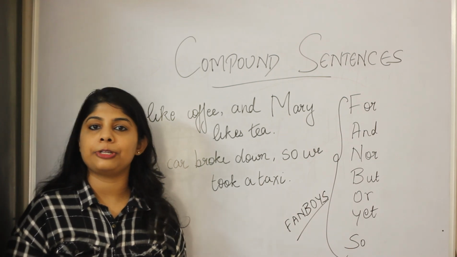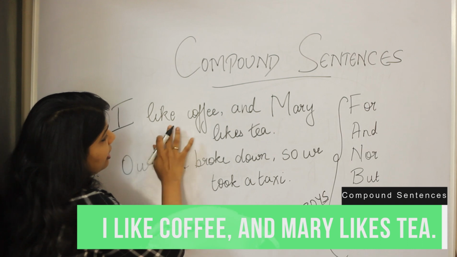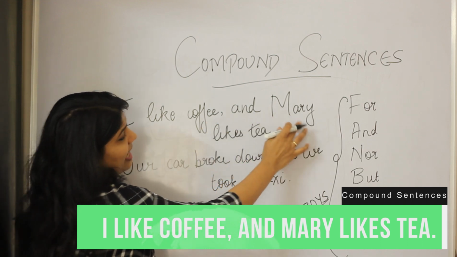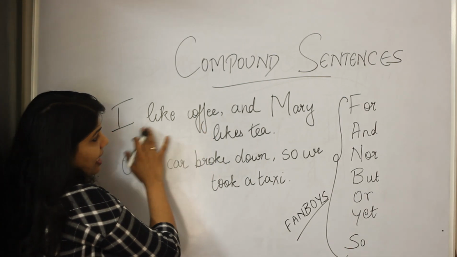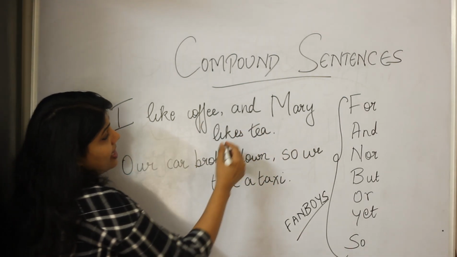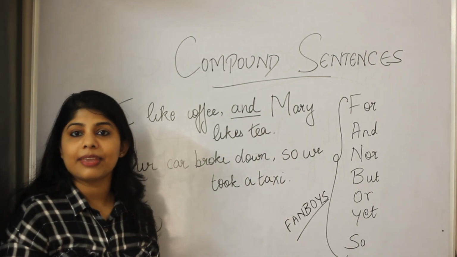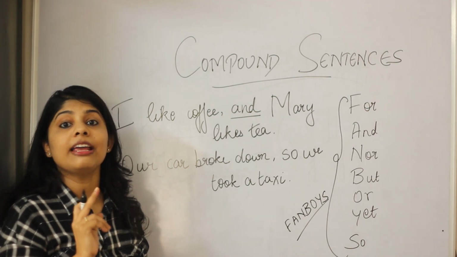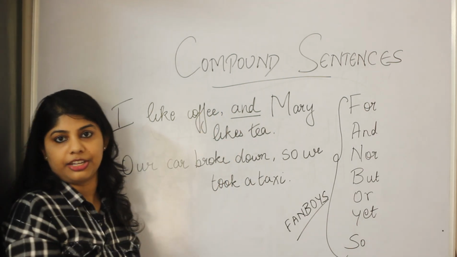Here are examples of compound sentences. The first one, I like coffee, and Mary likes tea. Here, two independent clauses, I like coffee and Mary likes tea, have been joined with the help of the coordinating conjunction and. But do you notice something else? Yes, a very important thing is to add a comma before the coordinating conjunction.